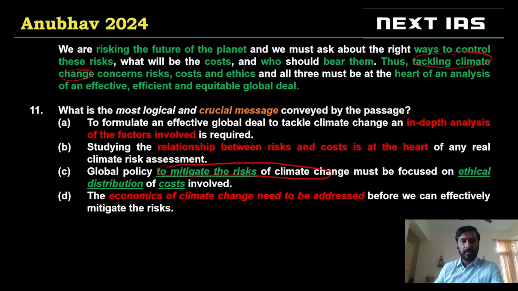must be focused on ethical distribution of costs. Ethical distribution of costs, this captures equitable global deal and ethical global deal. Risks are already mentioned here and costs are mentioned here. So option C best captures the main point of the author. C is the correct choice.